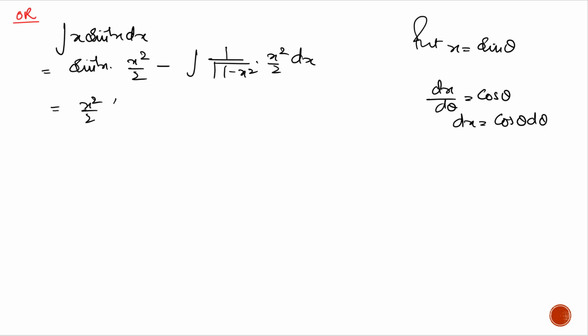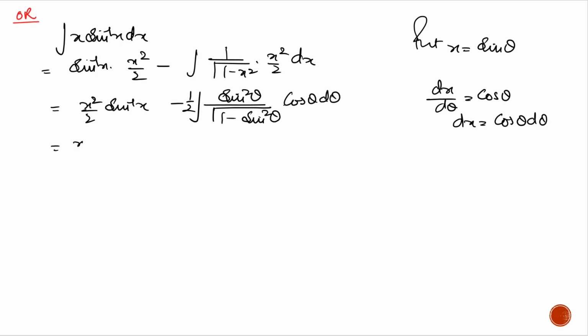X square by 2 sine inverse x as it is, minus, x replaced by sine theta, and the value of dx is cos theta d theta. And after simplification, we will get x square by 2 sine inverse x minus half sine square theta, because cos theta is cancelled by cos theta.